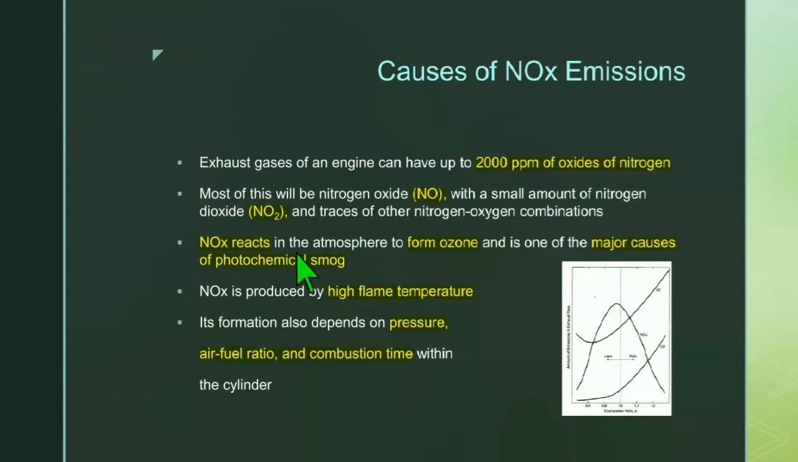NOx reacts in the atmosphere to form ozone and is one of the major causes of photochemical smoke. NOx is produced by high flame temperature. Its formation also depends on pressure, air-fuel ratio, and combustion time within the cylinder.